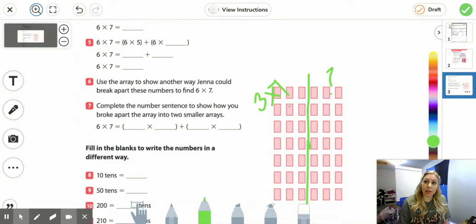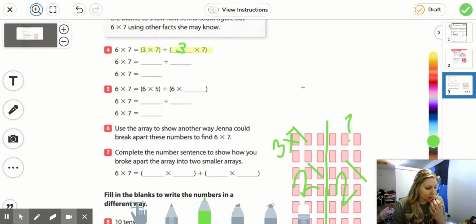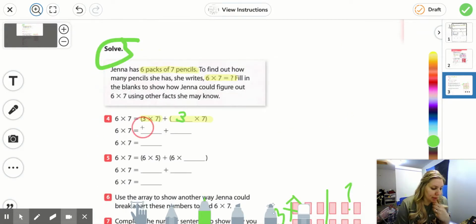So then I need to figure out, what does this half look like? How many are here? There's 7, 14, 21. Right here, there's 21. Same thing here, 7, 14, 21. So each of these spaces has 21 squares.